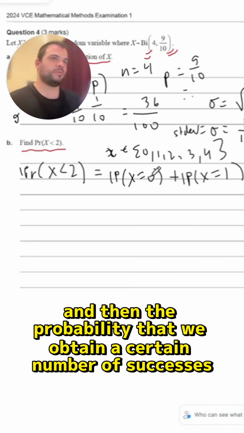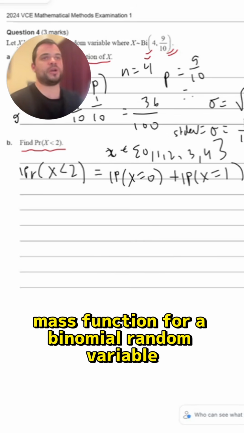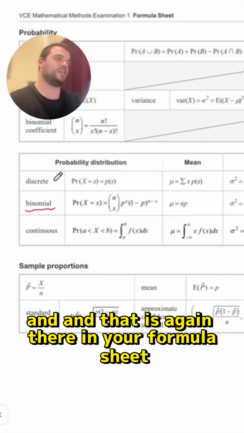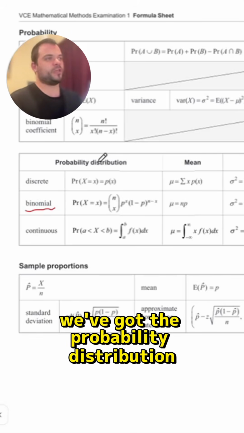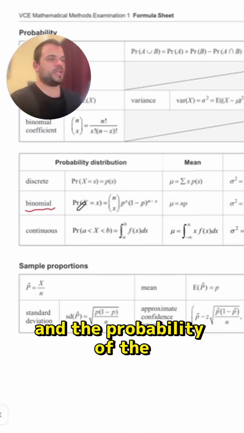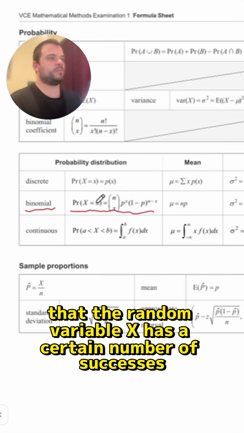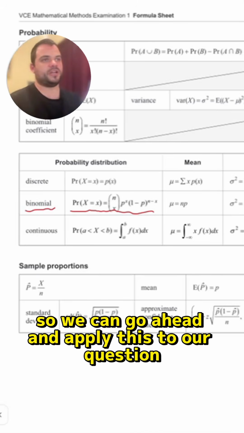And then the probability that we obtain a certain number of successes is given by the probability mass function for a binomial random variable. And that is, again, there in your formula sheet. In the formula sheet, under the probability section, we've got the probability distribution for a binomial random variable, and the probability that the random variable x has a certain number of successes, little x, is given by this formula on the right hand side. So we can go ahead and apply this to our question.